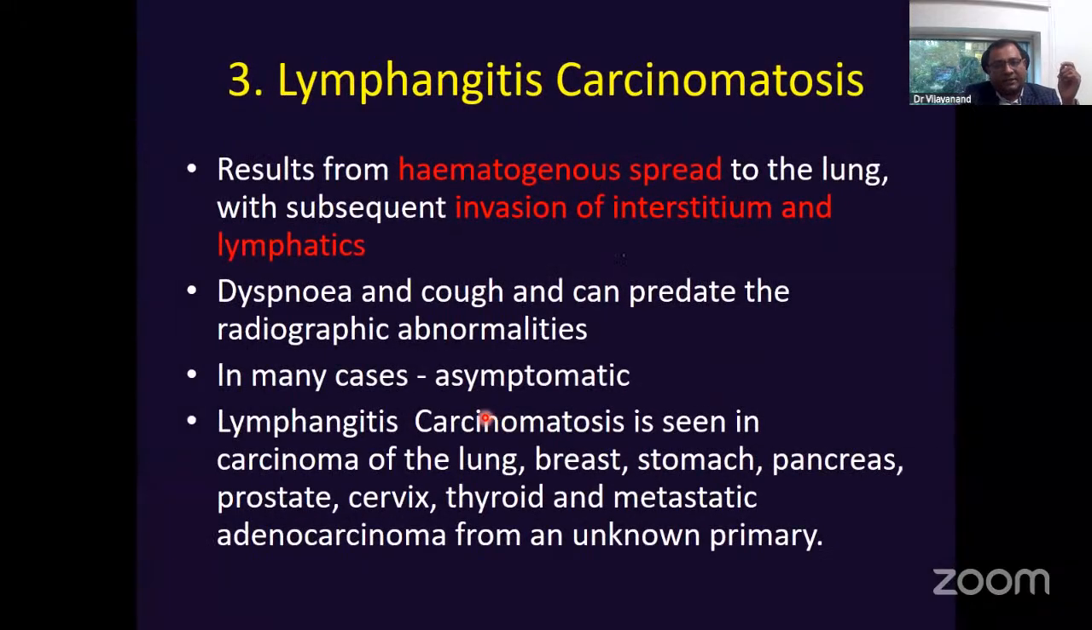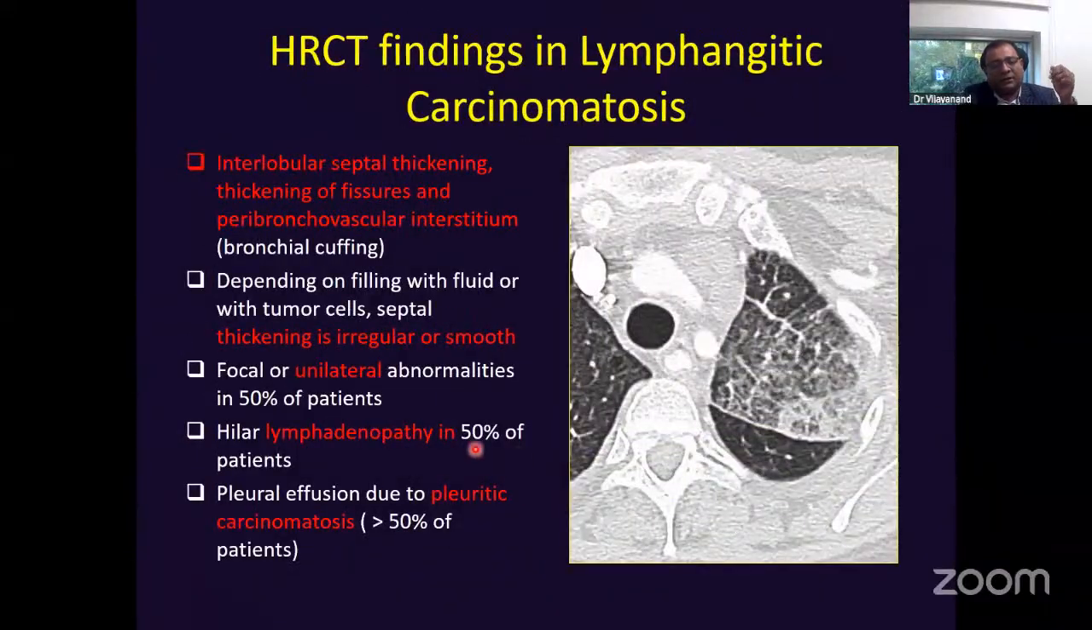Coming to the next one, lymphangitis carcinomatosis. It basically happens because of the hematogenous spread of malignancy to the lung, with invasion of the interstitium and lymphatics. Okay, what happens here? Basically, the dyspnea and cough can predate the radiological abnormalities. And in many cases, it can even be asymptomatic. These are normally seen in most of the malignancies like breast, stomach, lung, pancreas, cervix, etc., and adenocarcinomas.